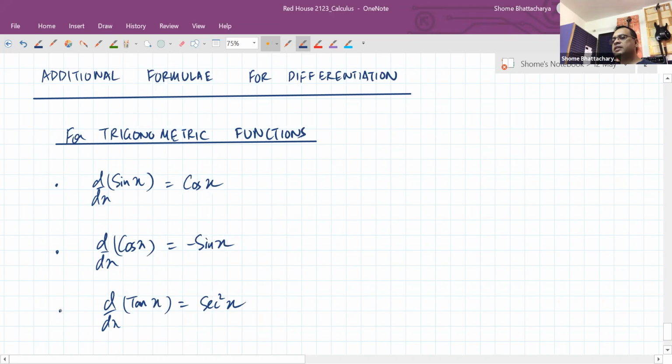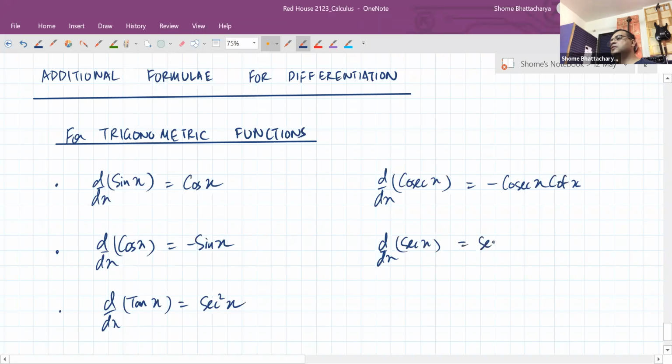And similarly, even more rare than this are the derivatives of the other functions. Cosec x, its derivative is minus cosec x into cot x. Differentiation of sec x is sec x into tan x, and differentiation of cot x is minus of cosec square x.